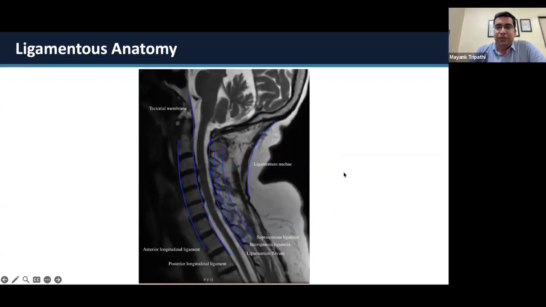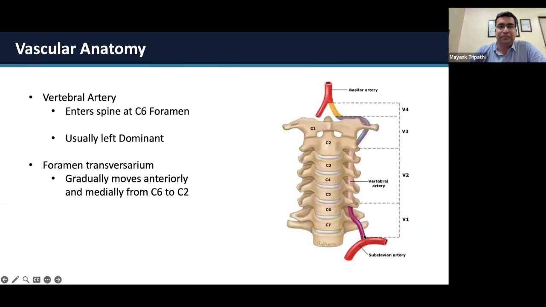This is an MRI T2 sagittal image of the subaxial spinal structures, which depicts the different ligamentous anatomy. This is the anterior longitudinal ligament, the posterior longitudinal ligament, the ligamentum flavum, the interspinous ligament, and the supraspinous ligament. Here we can appreciate the ligamentum nuchae, which starts from the base of the skull near the inion, attaches to the median nuchal line, and goes inferiorly to attach to the subaxial spinous processes.